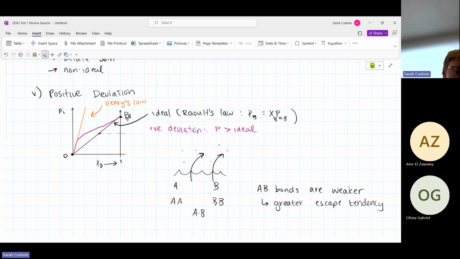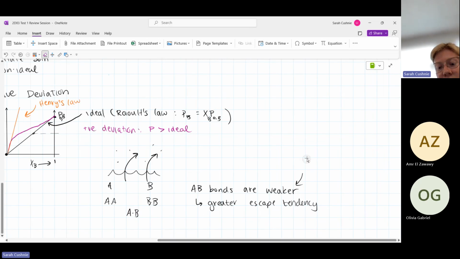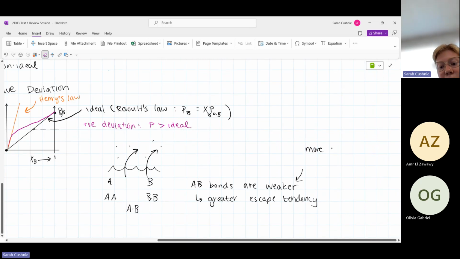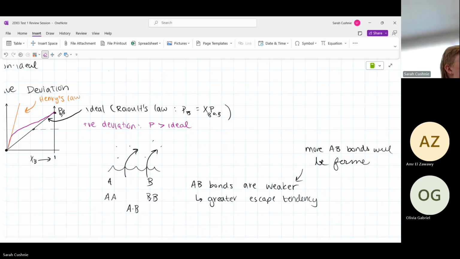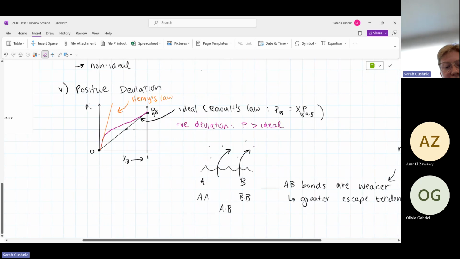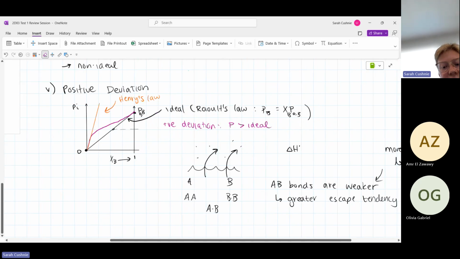Isn't it if ABs have that higher tendency, then we have the positive deviation, and then the other way is. Yeah, so because AB bonds are weaker, that means we have more of a tendency to have the AB bonds. So more AB bonds will be formed. I think. We can also say in this case that delta H of mixing is greater than 0 because it's positive.